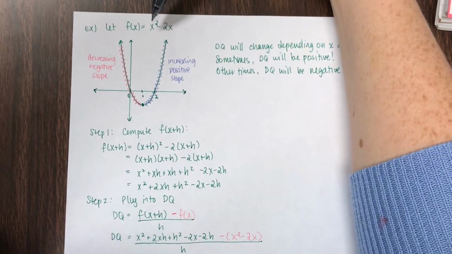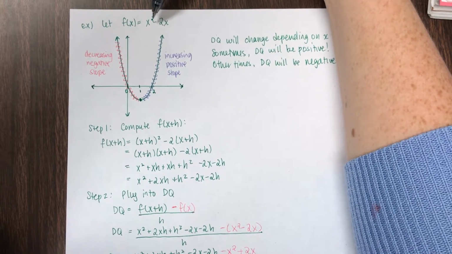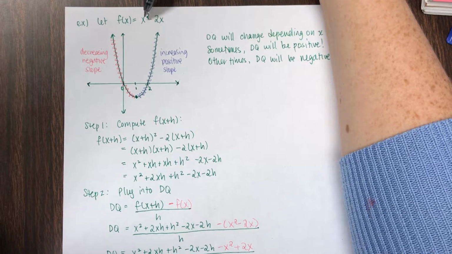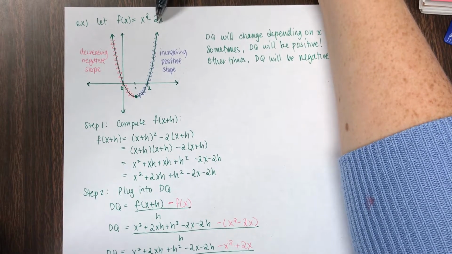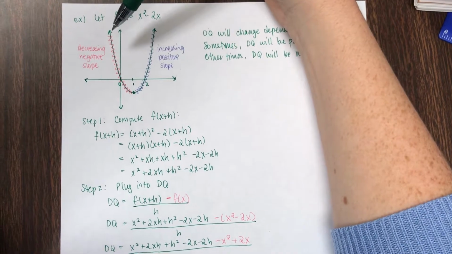And this is about as complicated as we're going to get in college algebra, but this can be computed for cubics and all different kinds of functions. So here's a parabola, x squared minus 2x. I just want to make some observations about this parabola before we go on and work with the difference quotient.